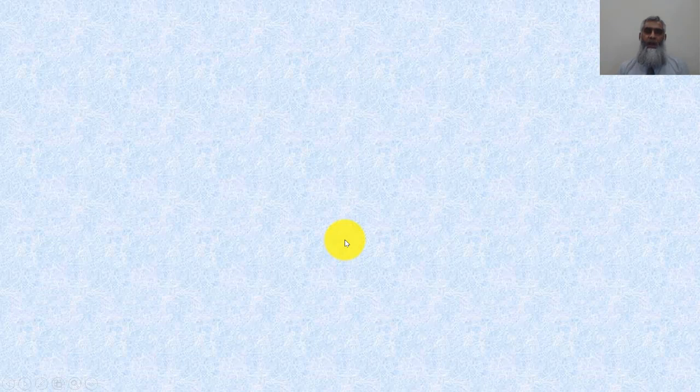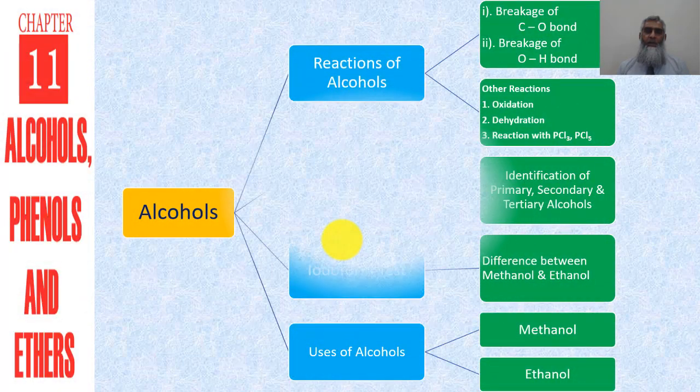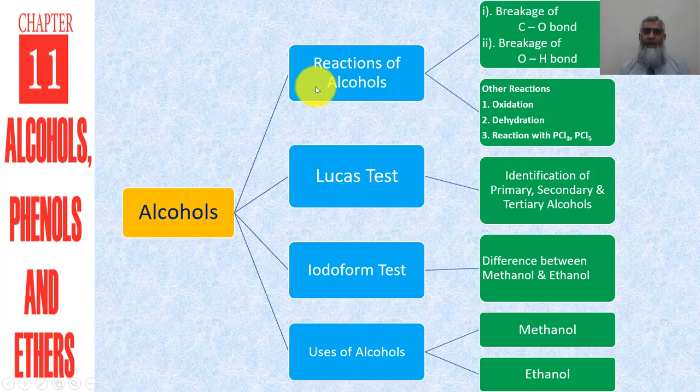So this is all for today's topic. Let me summarize what we have discussed today. We have discussed alcohols and their reactions. The reactions of alcohols are categorized into 2 types. The first type is where some nucleophile or electrophile will attack. When a nucleophile attacks, the breakage of the carbon-oxygen bond will take place. And when an electrophile attacks, the bond between oxygen and hydrogen in the alcohol will break.